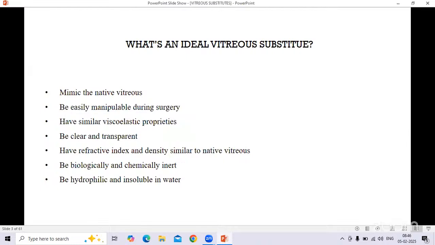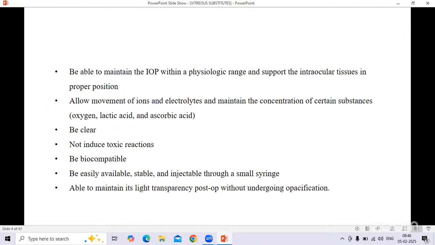What's an ideal vitreous substitute? It should be similar to the native vitreous, should be easily manipulable during surgeries, and should have similar viscoelastic properties as a native vitreous. Should be clear and transparent, should have refractive index and density similar to the native vitreous, should be biologically and chemically inert, hydrophilic and insoluble in water, should be able to maintain the IOP, should be non-toxic, should be biocompatible, and it should be easily available and stable, and it should be injectable through small syringes, and it should maintain its light transparency.